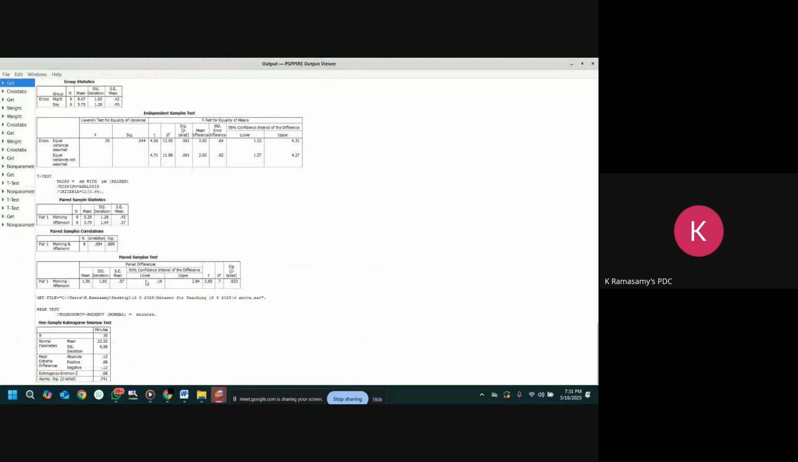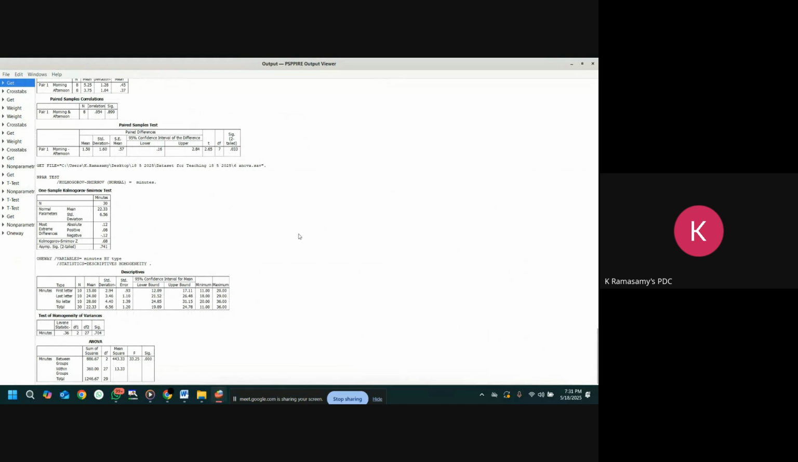Let us analyze the output now. You can see here, first comes descriptive statistics. They say first letter, on average, they have taken 15 minutes. Last letter hint people, they have taken 24 minutes. Those who are not given any hint, they have taken 28 minutes. Just by seeing the mean score, I could understand that there is some difference between these groups. But I want to prove it statistically.